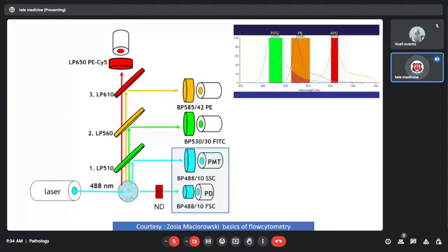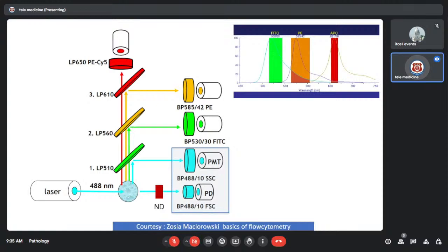Reflected, and here you have a long pass 510. Long pass 510 means more than 510 will pass through, the smaller one will get reflected from here. And here again you have a band pass filter of the same range plus or minus 10, and here you have photodetectors. The difference between photomultiplier and photodetectors I will be telling you. Here you have a photomultiplier tube. Now again the light which is passing through, here you have a 560 nanometer long pass. So more than 560 will pass, the less than 560 will get reflected back. Again you have a band pass 530.